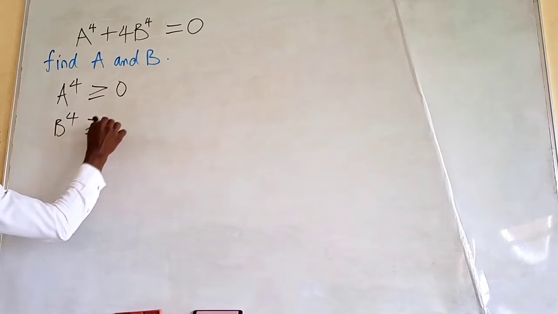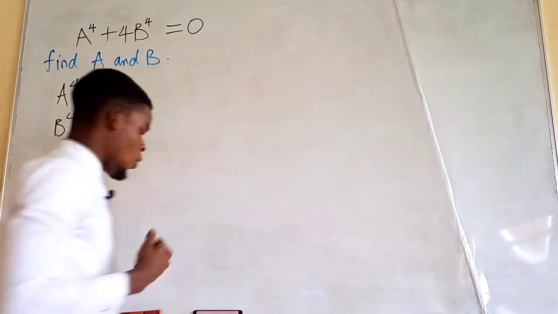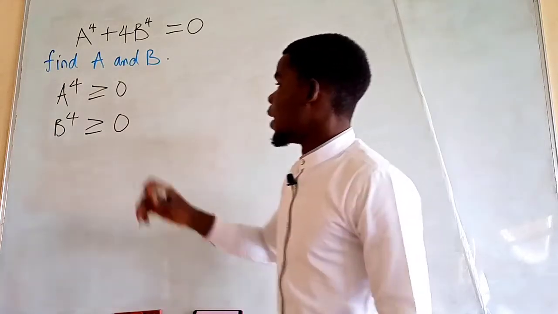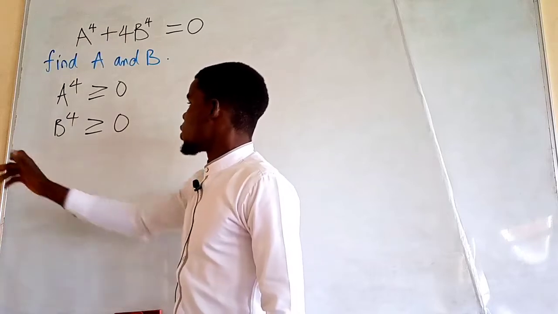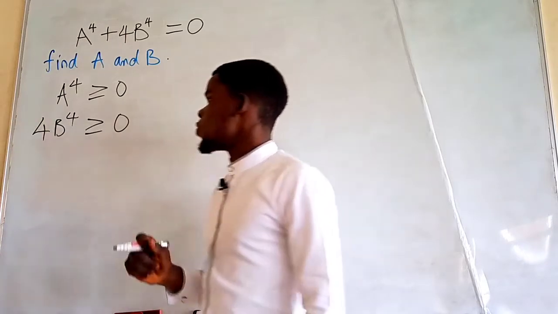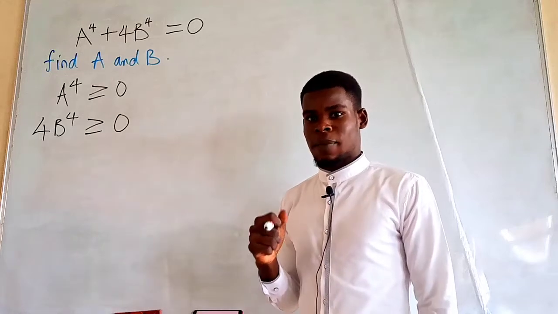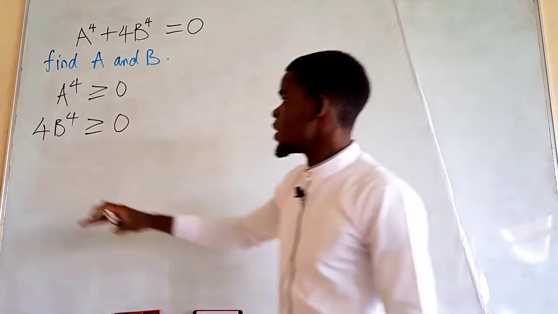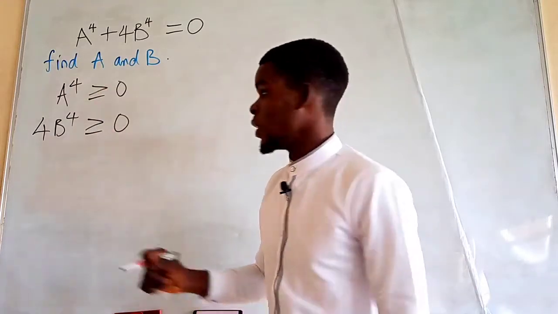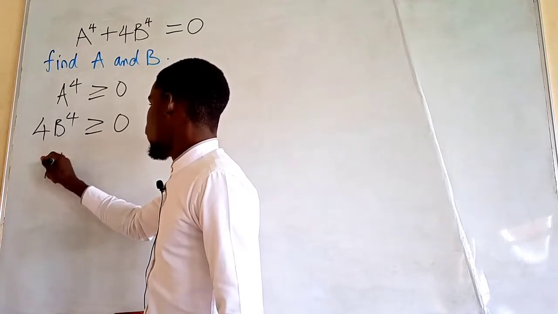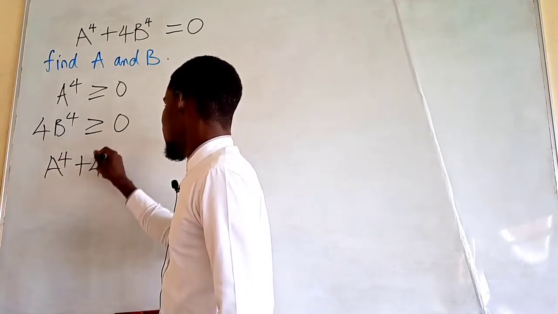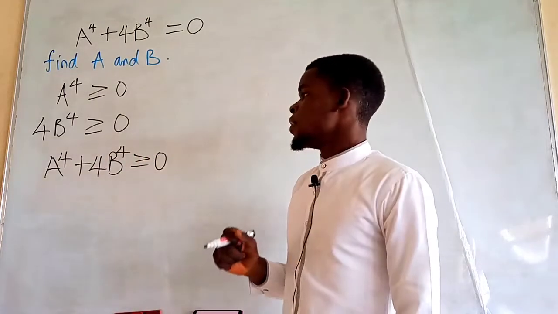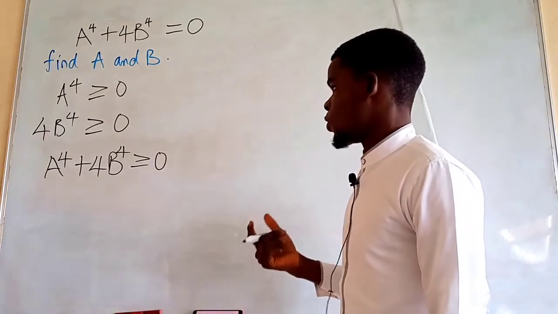The same goes for any number b. So b raised to the power of 4 will always be greater than or equal to 0 for any input b. Alright? And we saw that we multiplied that with 4. Even if you multiply this with 4, it's still going to give you the same case, so the result will be greater than or equal to 0. Now, that means that if I add these two inequalities together, I'm going to have a raised to the power of 4 plus 4b raised to the power of 4 still greater than or equal to 0. Of course, it's going to be true.